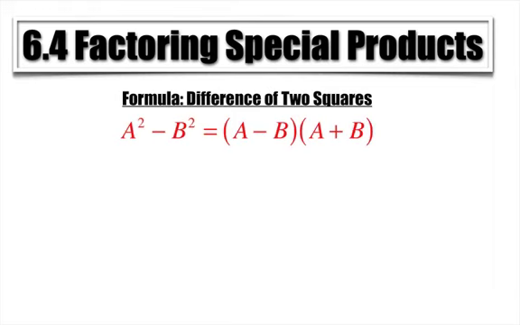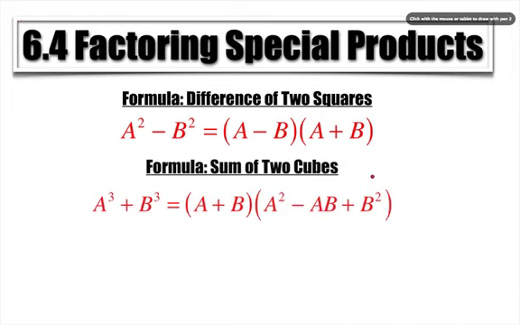This is section 6.4, factoring special products. Let me show you the first formula you're going to be using in this section. And this is the difference of two squares. Whenever you have the difference of two squares, it factors into the following, which you see here.